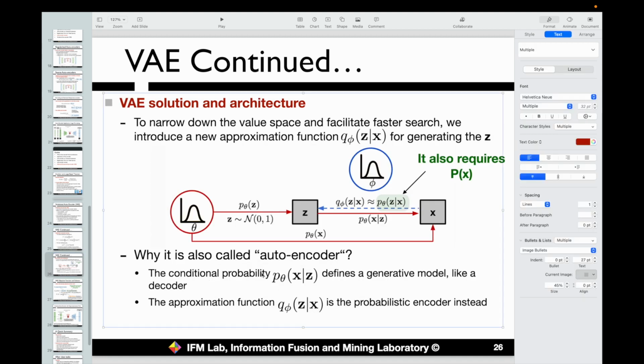Then you can see why it is also called an autoencoder model, even though it is not a deep learning model actually. However, its main architecture is very similar to the autoencoder. And you can see this approximation function QZX given x is like a probabilistic encoder actually. Given x, we try to get a z. As to the conditional probability px given z, it defines the probabilistic model like a decoder. You can see this. So with this, we will be able to generate some data instances which look real. However, here we only rely on the distributions. We don't use any deep learning anymore.